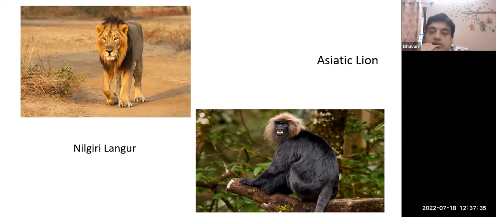The second one is the Nilgiri langur. The Nilgiri langur is basically found in the Western Ghats area of India. Because the Western Ghats are also facing the same threat from human activities, which include deforestation, mining, infrastructure projects, along with invasive species, the numbers of these organisms have dwindled.